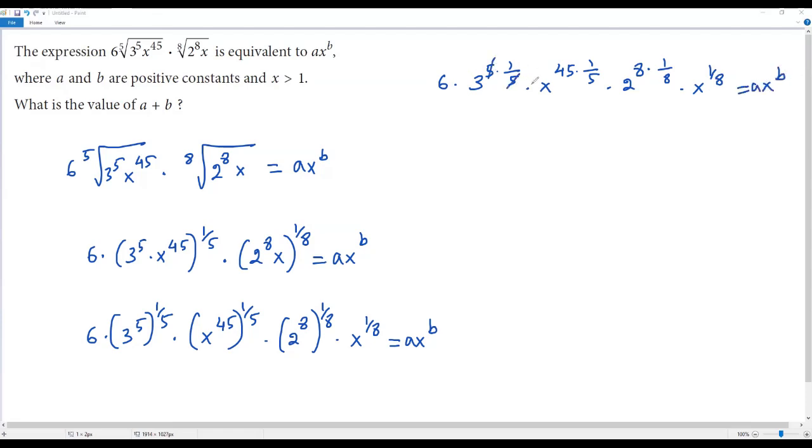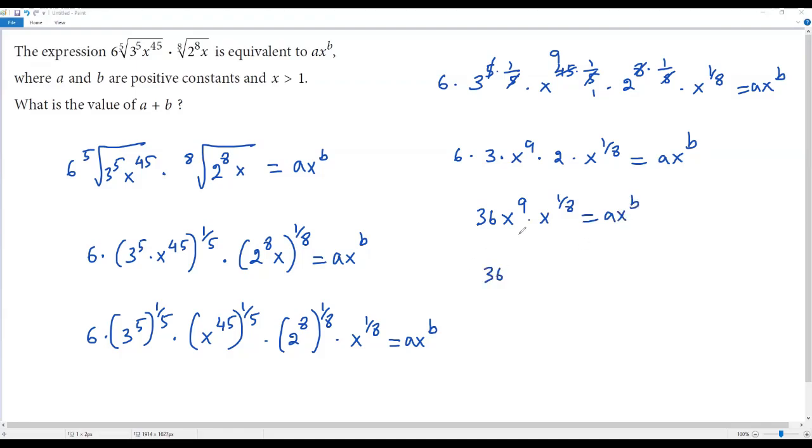Here this 5 will cancel out: 5 goes into 5 one time, 5 goes into 5 one time, and 5 goes into 45 nine times. Here this 8 and 8 will cancel out. So I'm getting 6 times 3 times x to the power of 9 times 2 to the first power, which can be written as just 2, times x to the power of 1 over 8 equals a times x to the power of b. Now we can multiply the numbers 6, 3 and 2. 6 times 3 is 18, and 18 times 2 is 36. So 36 times x to the power of 9 times x to the power of 1 over 8 equals a times x to the power of b.